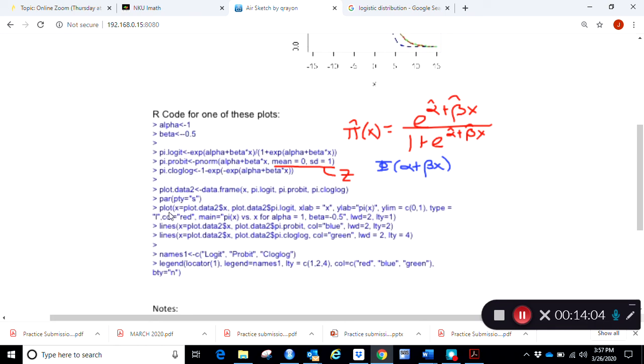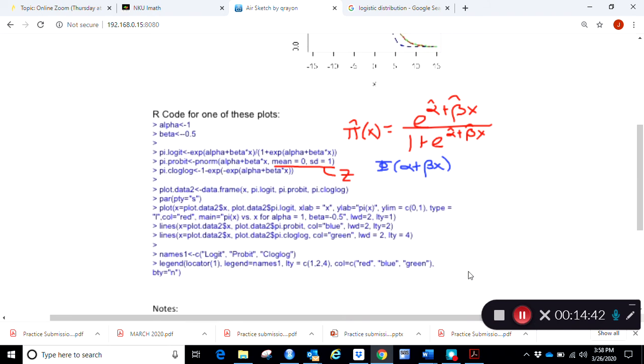And then this is going to be my plot. For my x's, I literally want to use my x's, so inside that plot.data2, I'm going to pull off the x variable. And for my y, I'm going to use pi.logit, the one I'm going to start with. I technically could do any of them. Then I'm labeling things here, setting bounds of 0 and 1 for my y. For my type, I'm just using 1. The color is going to be red, and then a title on the plot.